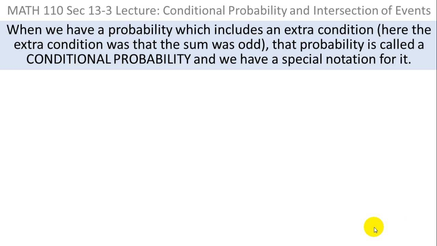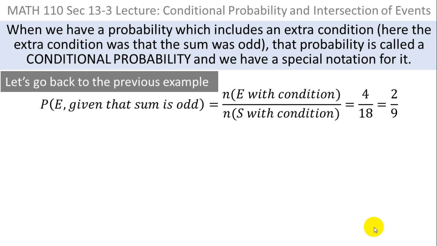And that leads to something we call conditional probability. If you have a probability that includes an extra condition, something that's thrown in extra, here it was that the sum was odd. We knew that the sum was odd. That probability is called a conditional probability. And we've got a special notation. Going back to that example, I wrote it before just in words: the probability of E given that the sum is odd. It's the number of elements in the sample space with conditions in the denominator. In the numerator, it's whatever happened to what I wanted, incorporating the condition, and that came out to be, of course, 2/9.